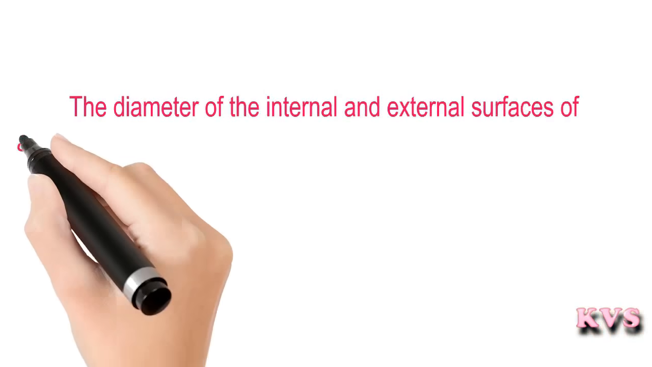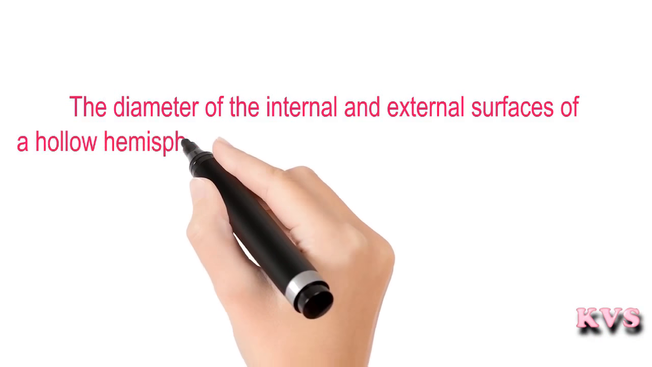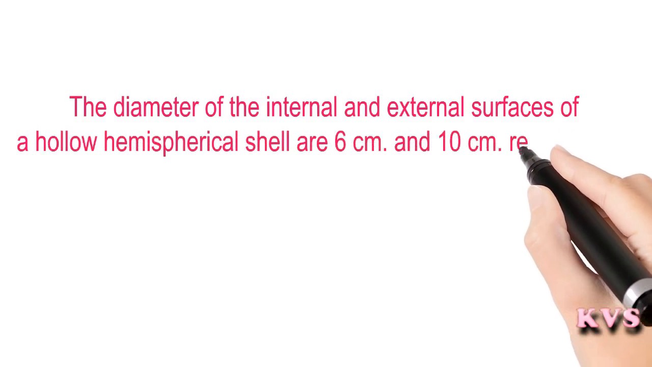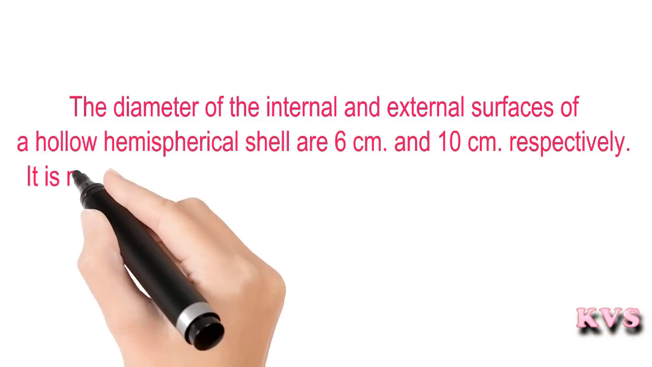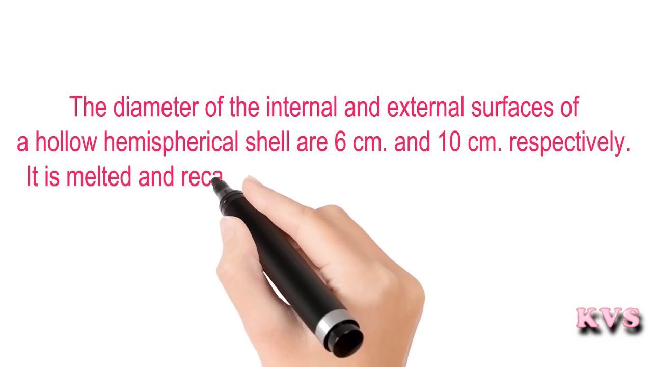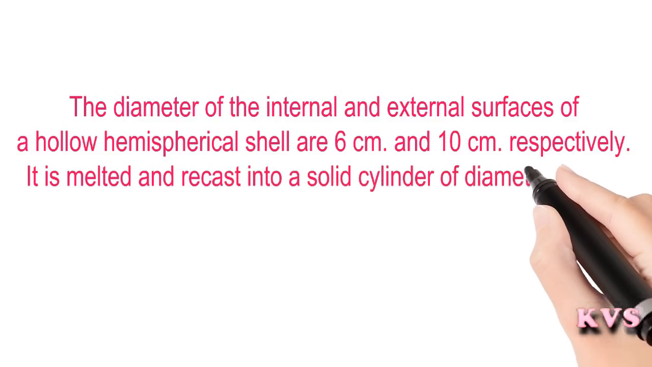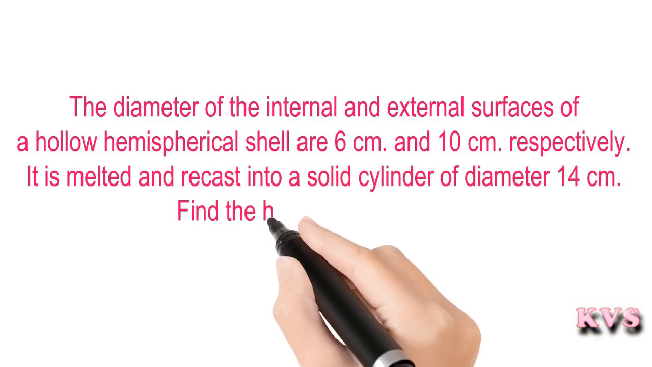The diameter of the internal and external surfaces of a hollow hemispherical cell are 6 cm and 10 cm respectively. It is melted and recast into a solid cylinder of a diameter 14 centimeters. Find the height of the cylinder.